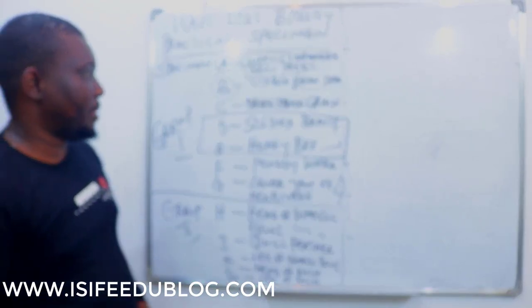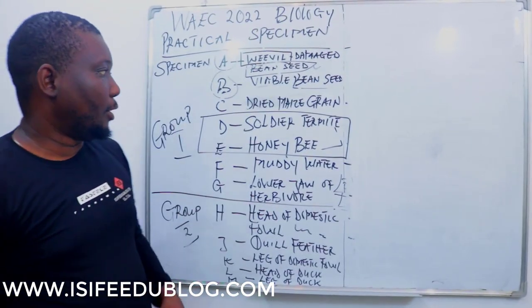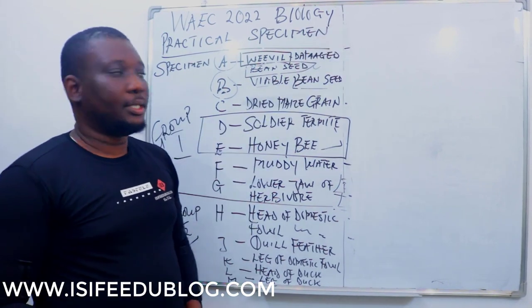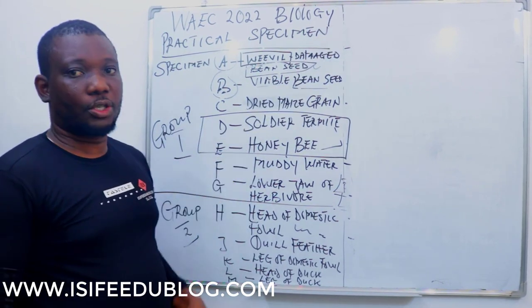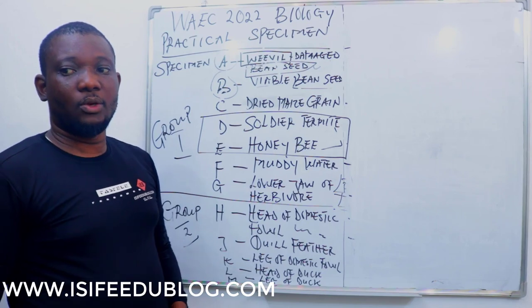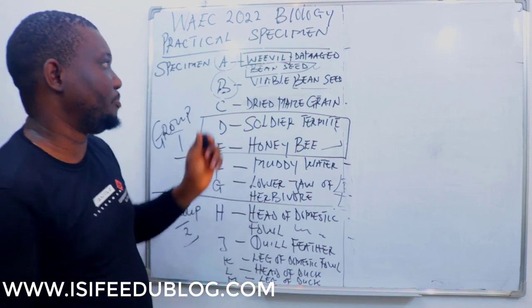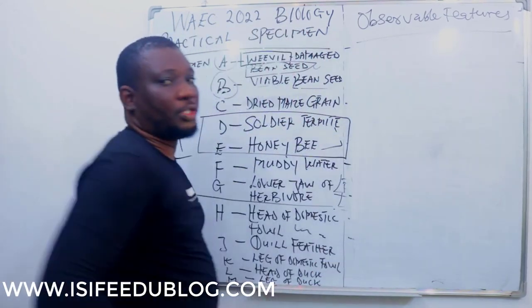Still on the soldier termites. Now, let's concentrate on other cases. We'll just go straight to the soldier termites. Let's look at the observable features of specimen D. Observable features of specimen D.